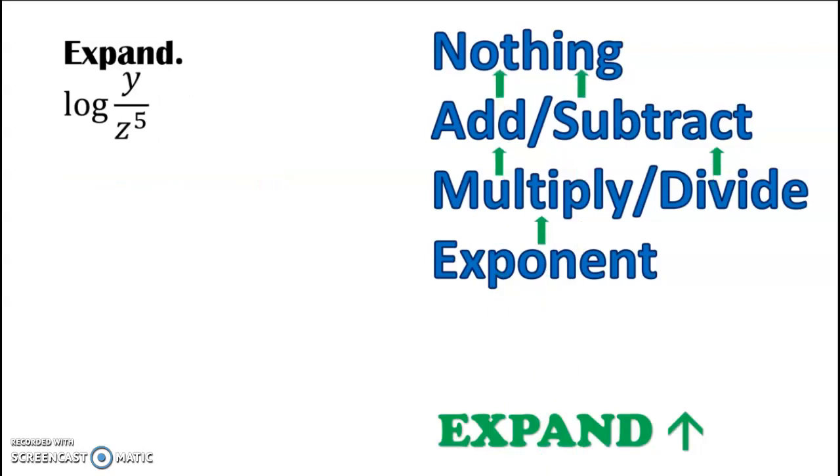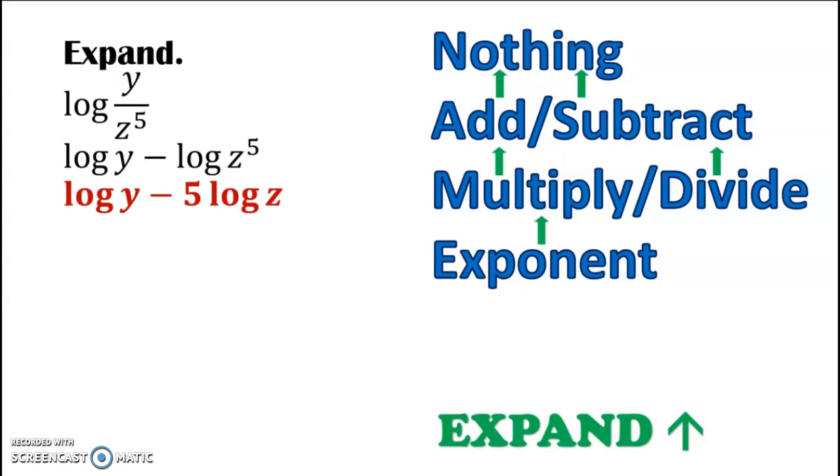Let's look at this one. We are expanding. Again, we're going up our name there, and we start out with division, and we expand division using subtraction. And once we have that subtraction done, we need to handle the exponent. Piece of cake, right? Well, let's look at what happens when they get a little bit more complicated.